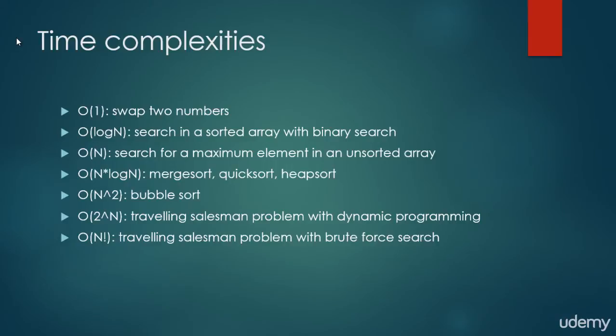So merge sort, quicksort, and heap sort have n log n linear-arithmetic time complexity. Bubble sort has n squared. Then the traveling salesman problem with the help of dynamic programming has an exponential time complexity, 2 to the power of n. And the traveling salesman problem with brute force search has O(n factorial). It's very bad. And usually for the last two, we need heuristics.